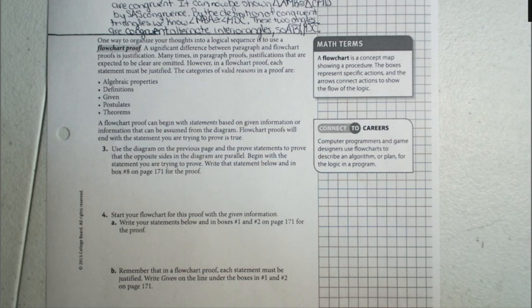Many times in paragraph proofs, justifications that are expected to be clear are omitted. However, in a flowchart proof, each statement must be justified. The categories of valid reasons in a proof are algebraic properties, definitions, given, postulates, and theorems.